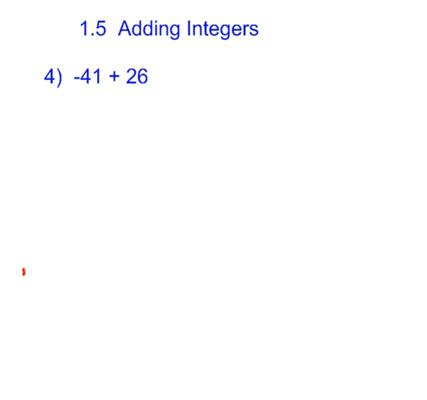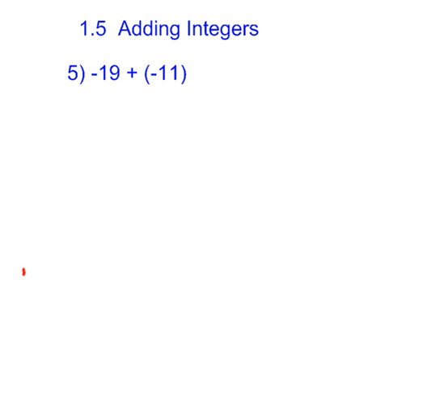Number 4, negative 41 plus 26. Once again, this is a red 41 and a black 26. Because they're different colors, we're going to subtract them, which gives us 15. To determine if it's positive or negative, we look at the sign of the largest number. Because this is a negative, the answer will be a negative.